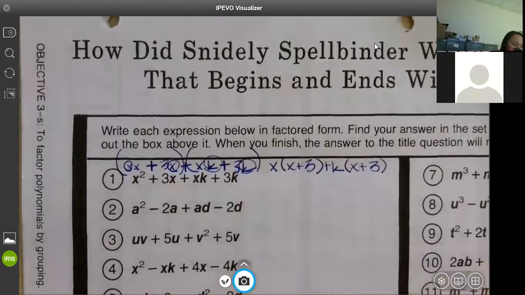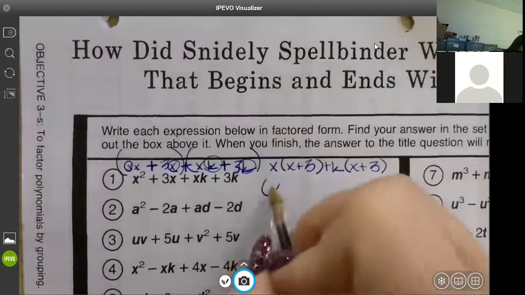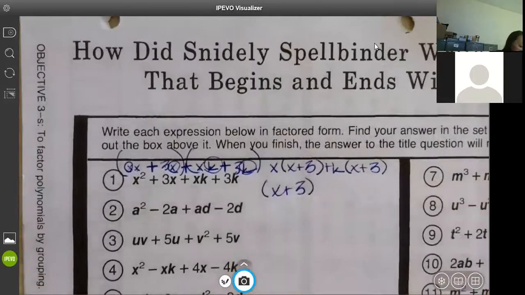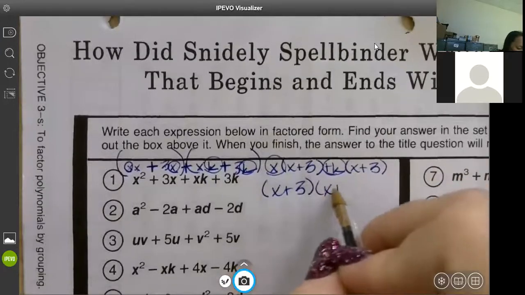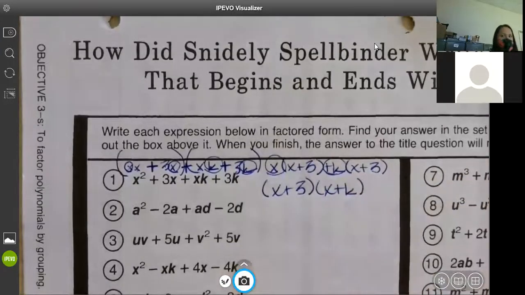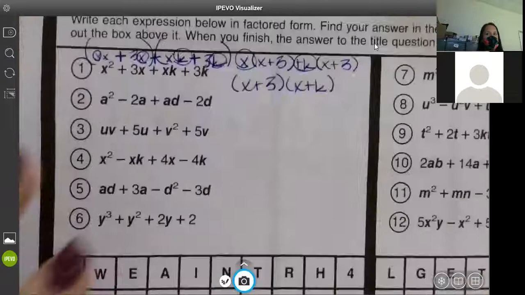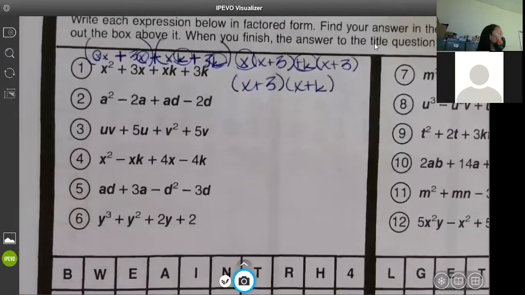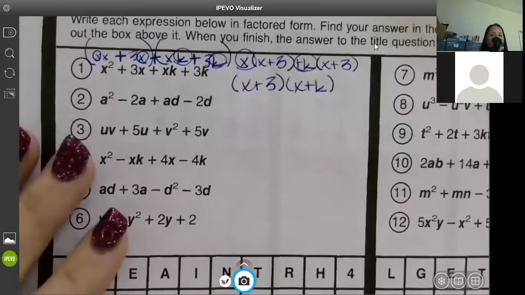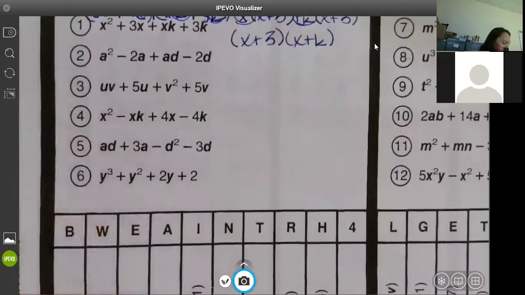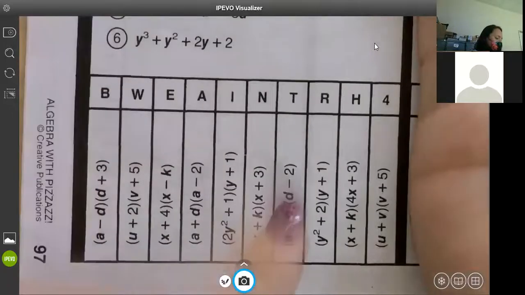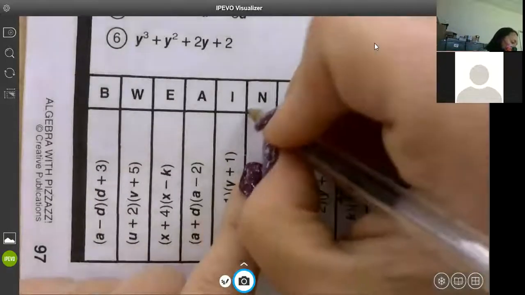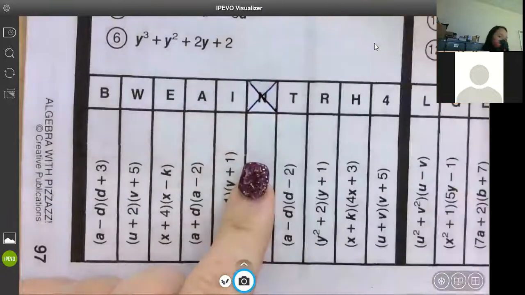Since our parentheses are the same, we're going to rewrite that. That's one factor. And then what we left out, x plus k, is our second factor. You're going to look at the bottom. This is the part people mess up on. You look at the bottom, you find those factors. So just this side right here. Those factors are this n. And we mark that n off.